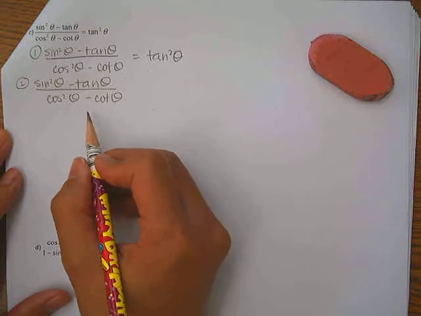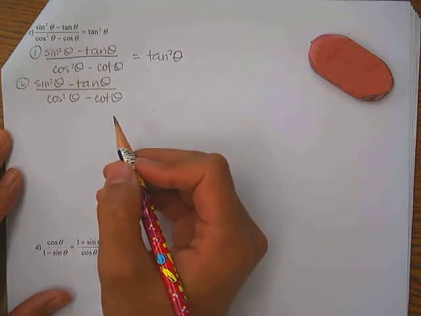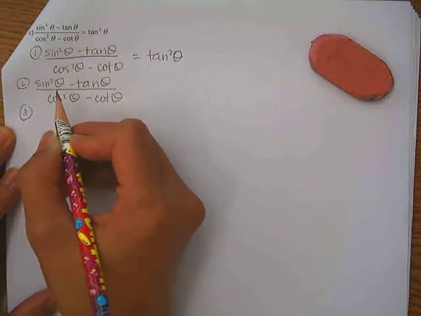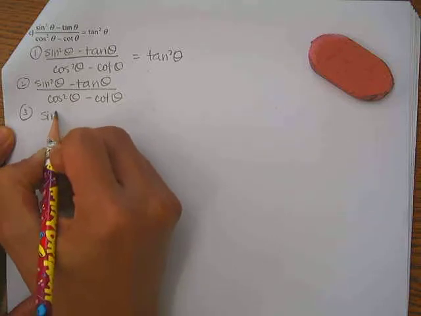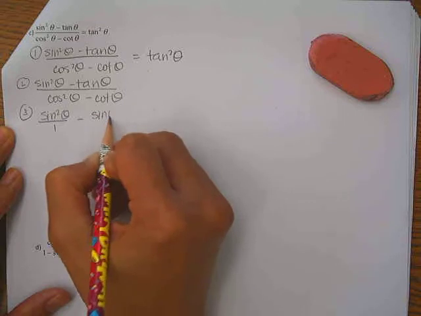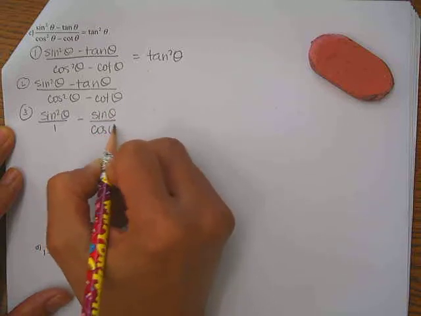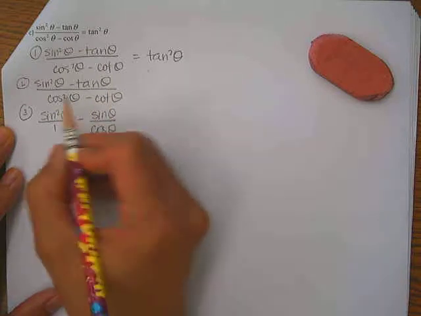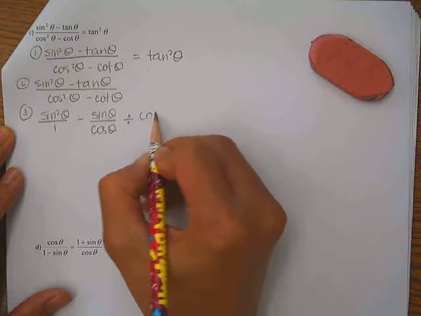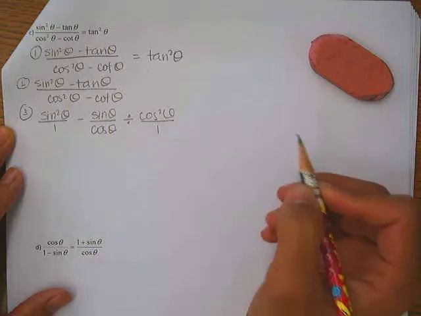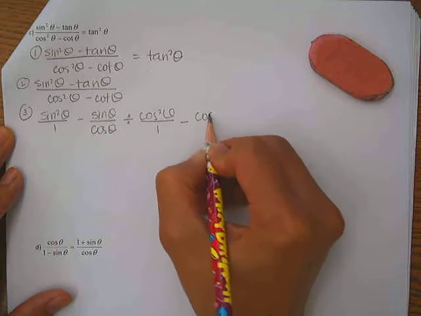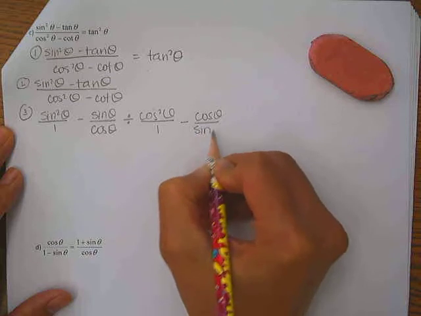One of the guidelines said, hey, you know what? Break everything down to sine and cosine. Let's try to do that. Why not? So, the next step, sine square of theta is just sine square of theta over 1, minus tangent of theta, which is sine of theta all over cosine of theta. So that's my numerator. I'm going to divide using this notation, cosine square of theta all over 1, subtract cotangent of theta, which is cosine of theta divided by sine of theta.